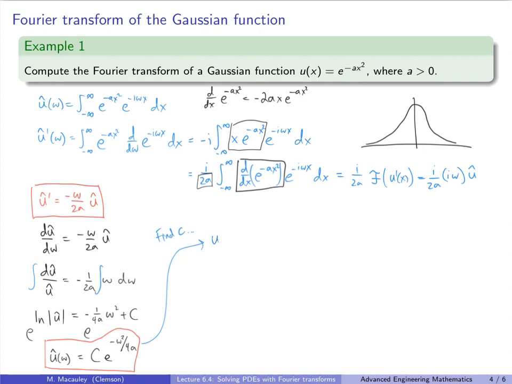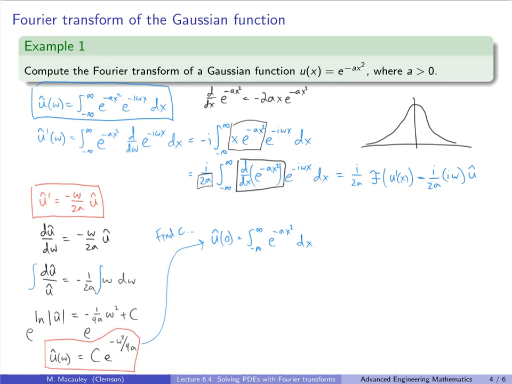So u hat of 0. Oh, and let's remind ourselves what this is. Remember what the Fourier transform is? u hat of omega is this integral, so u hat of 0 is what we get when we plug in 0 for omega. So u hat of 0 is, by definition, the integral over the real line of e to the minus a x squared times 1 times dx.